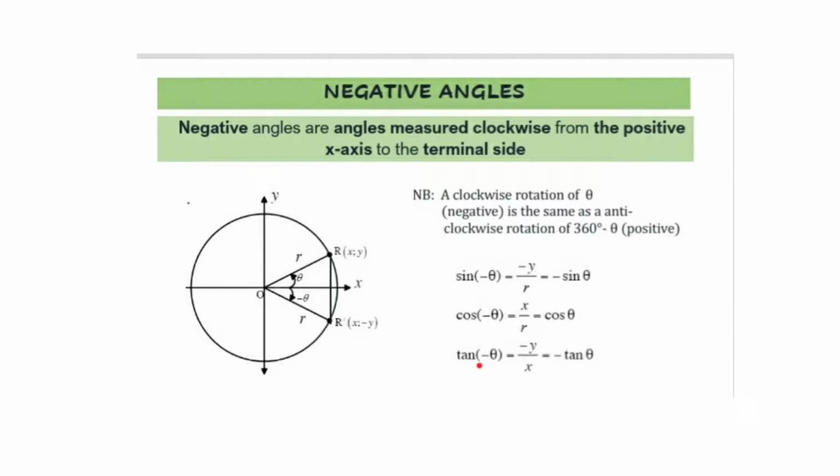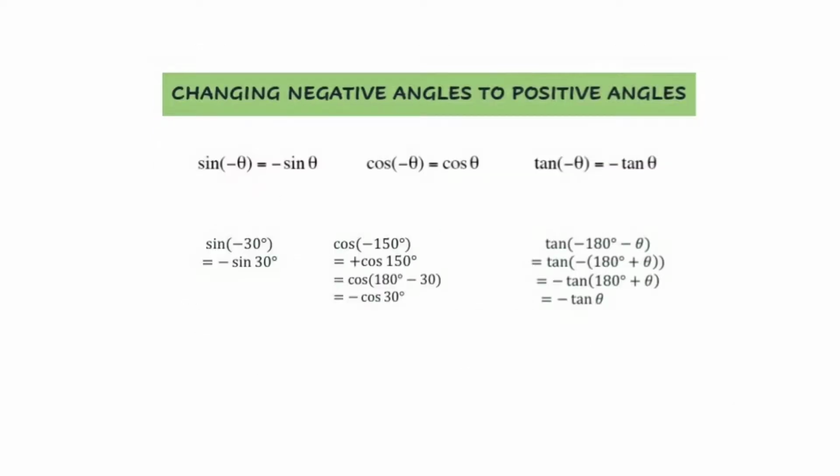Tan of a negative angle, tan in the fourth quadrant is negative. So remember, sine of a negative angle, then the negative goes to the front. Cos of a negative angle is the same as cos of the positive angle, and tan of a negative angle is negative tan of that angle. Wow, 3 new things to learn. Move on and we say, how do we change negative angles to positive angles?